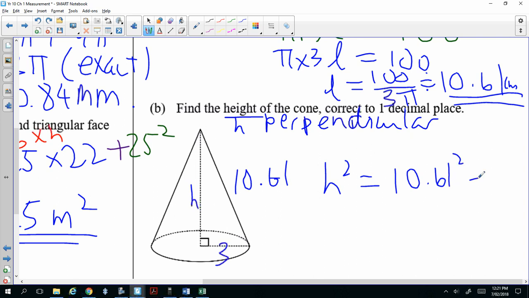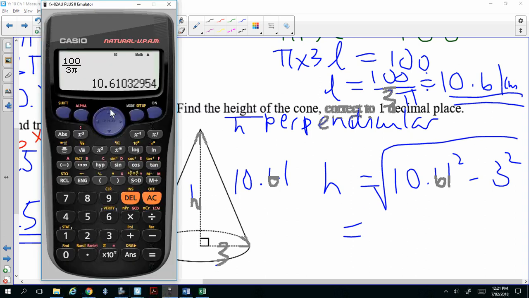So press the button on the calculator, square root 10.61 square minus 3 square, equal, 10.18. Correct to 1 decimal place. So 10.2, okay? 10.2 cm.